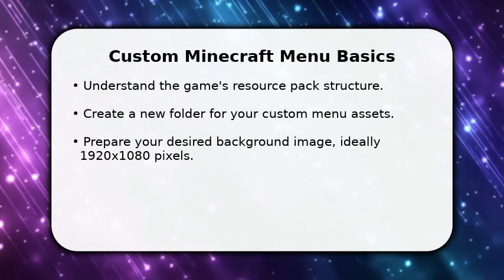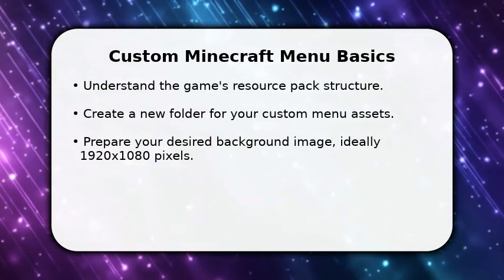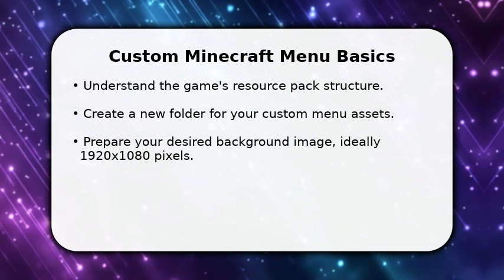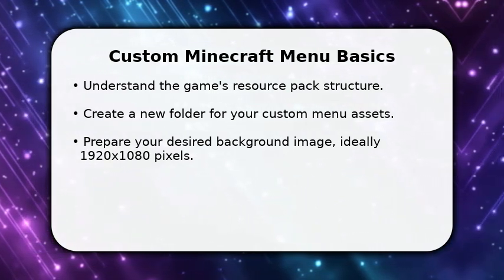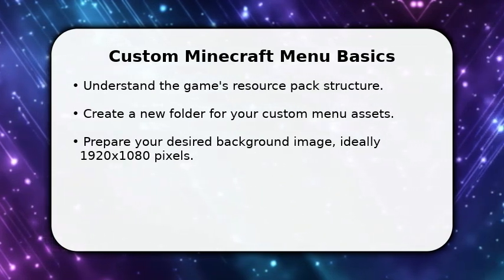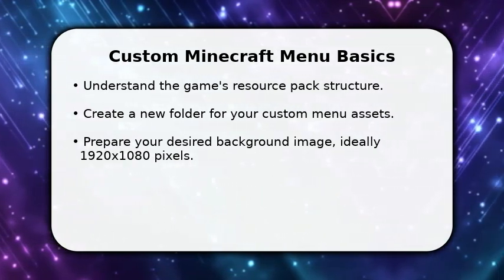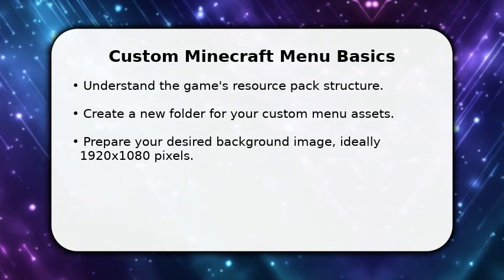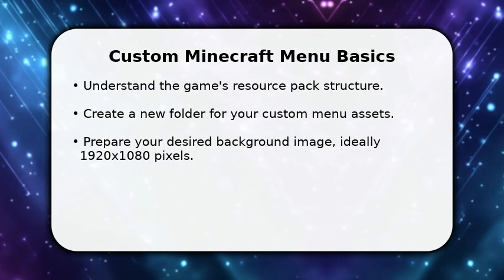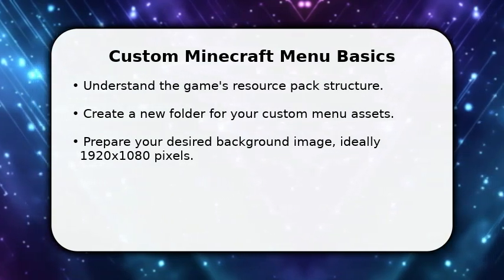In this video, I will show how to make your own custom Minecraft menu. First, locate your Minecraft installation directory and the resource packs folder. Inside, create a new folder for your custom pack, perhaps named My Custom Menu. Within this, you'll need an Assets folder, then Minecraft, and finally Textures and GUI subfolders. This structure is crucial for the game to recognize your custom elements.